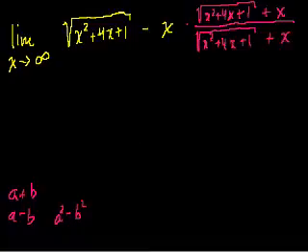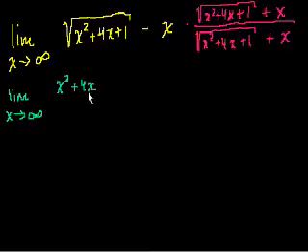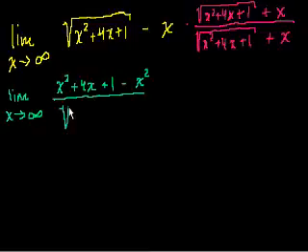Let me erase this stuff down here so we don't get distracted. And so what do we have? This will become the limit as x approaches infinity. Well, this is a minus b times a plus b, so we end up with a squared. Well, what's this squared? That's x squared plus 4x plus 1 minus b squared. Well, what's b squared? b is x, so it's going to be minus x squared. And this is just algebra. Divided by this thing, the square root of x squared plus 4x plus 1 plus x.